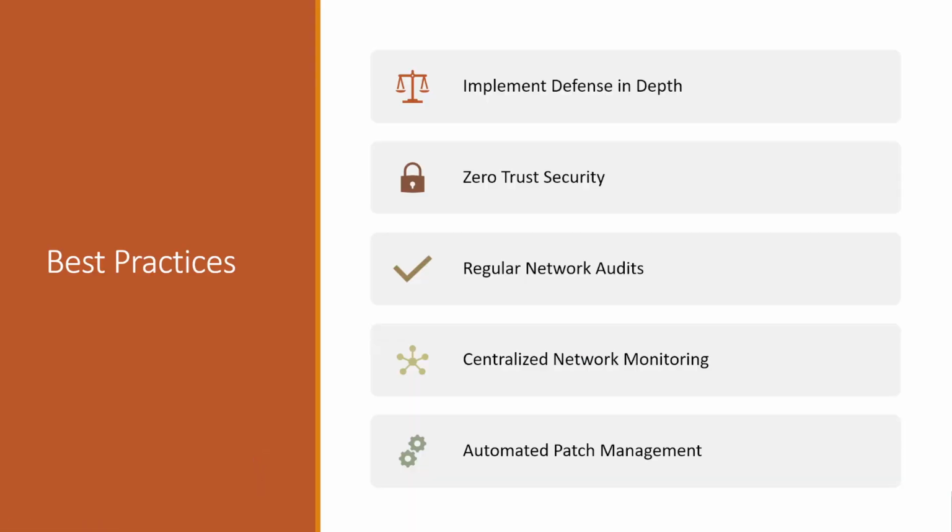So we want to make sure that we implement defense in depth. I've talked about that at the beginning. Defense in depth is having multiple layers of protection so that we're not just depending on one layer of security. We want to adopt zero trust as much as possible. We want to make sure that we are looking at our network and regularly auditing it to ensure that it's okay. And then we want to centralize our monitoring, right? We want to use our SIEMs. We want to make sure that we're using a security information and event management system and keeping an eye on everything in a single location.